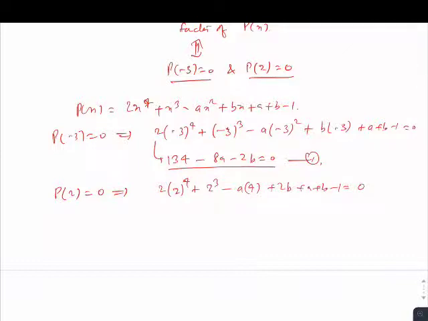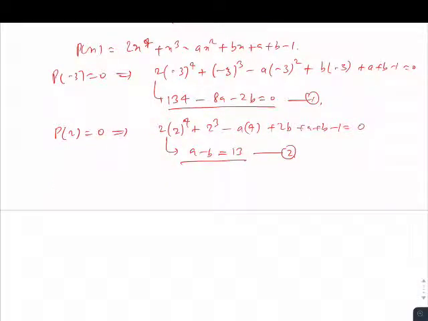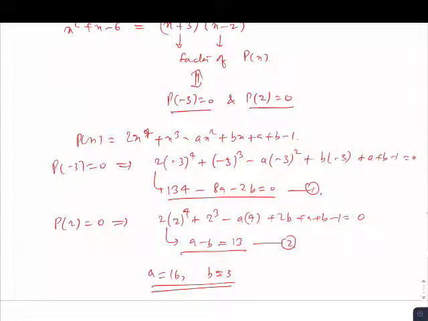Okay, and if I simplify this, I get this as a minus b is equal to 13. Okay, I'll call this as 2. Now these are two equations in two unknowns. If we simplify them, which you can work out, a will be 16 and b will be equal to 3. Okay, so this is one use of factor theorem.